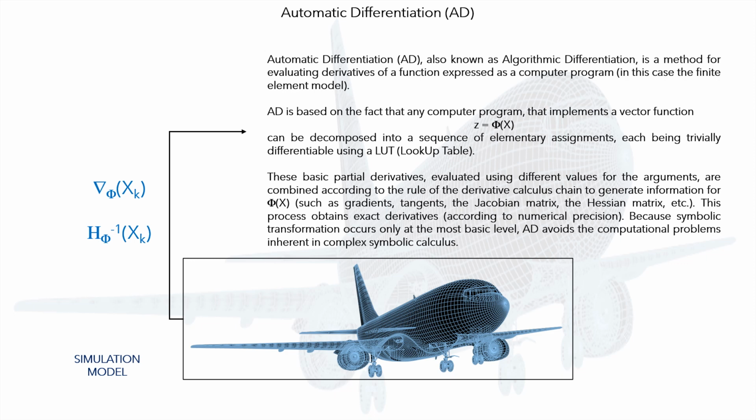These basic partial derivatives, evaluated using different values for the argument xk, are combined according to the rule of the derivative calculus chain, to generate information for phi of xk, such as gradients, tangents, the Jacobian matrix, the Hessian matrix, etc. This process obtains exact derivatives, according to numerical precision. Because symbolic transformation occurs only at the most basic level, AD avoids the computational problems inherent in complex symbolic calculus.